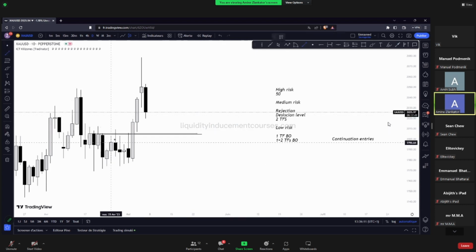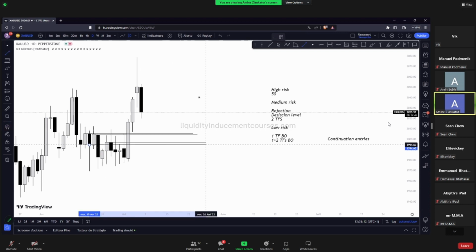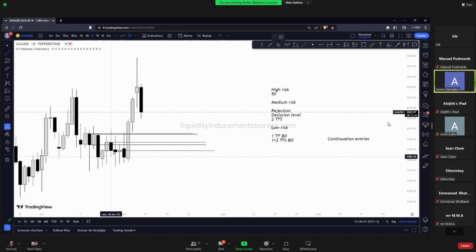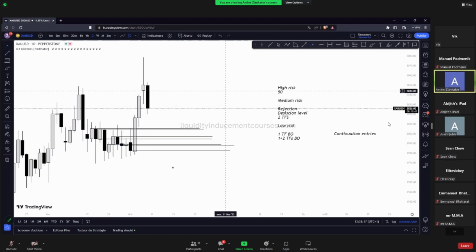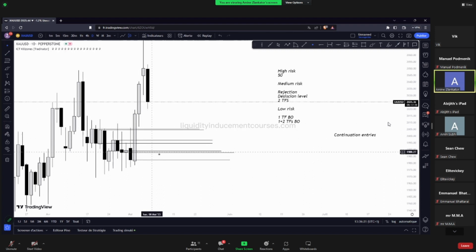So you're gonna have a lot of fresh levels. And some levels I may not have marked, but all these levels have the possibility of pushing price higher, okay? But I personally always go for the last two. Okay, guys?